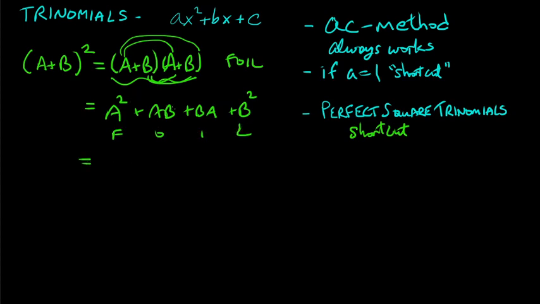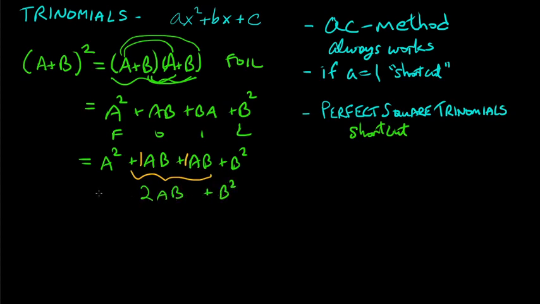And we can simplify this a little bit. First of all, B times A is the same as A times B because multiplication is commutative. And now we have some like terms. We have 1AB plus 1AB. When you add those up, you just get 2AB. And then we'll leave the B squared and the A squared alone. And that's what you end up with when you multiply out A plus B squared.